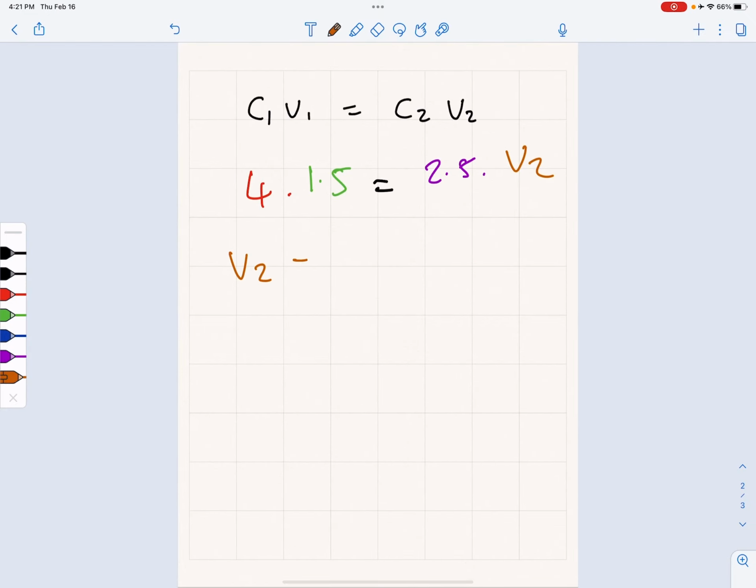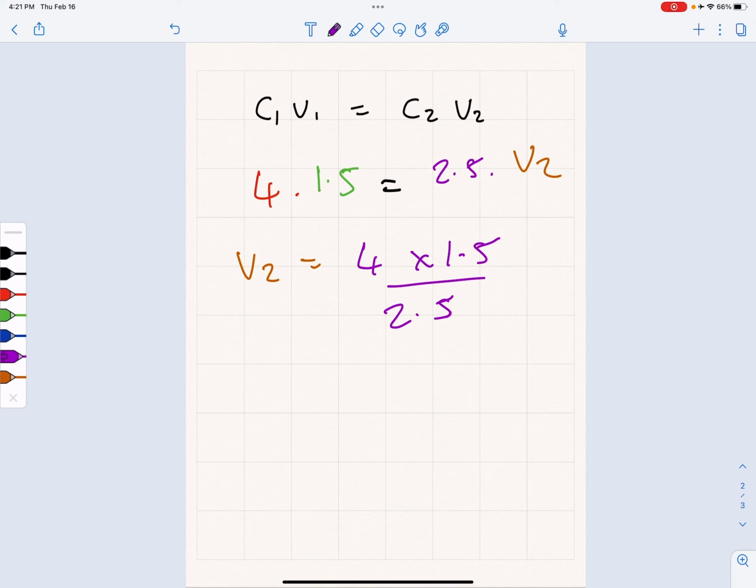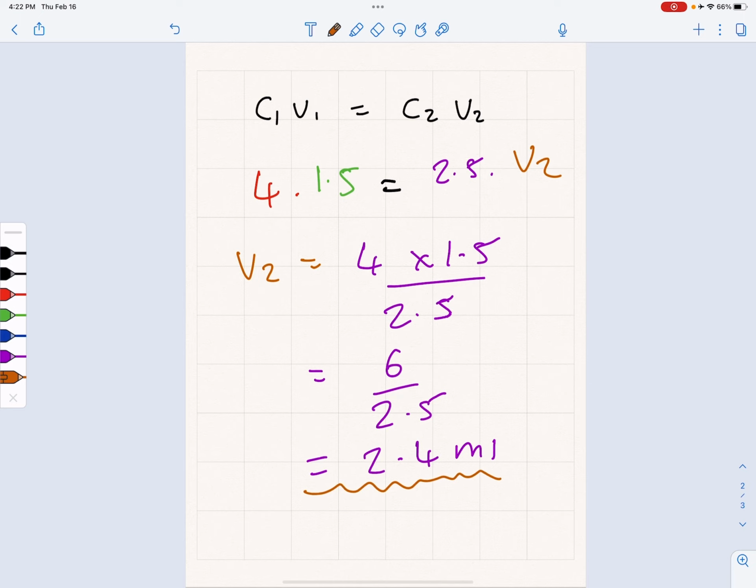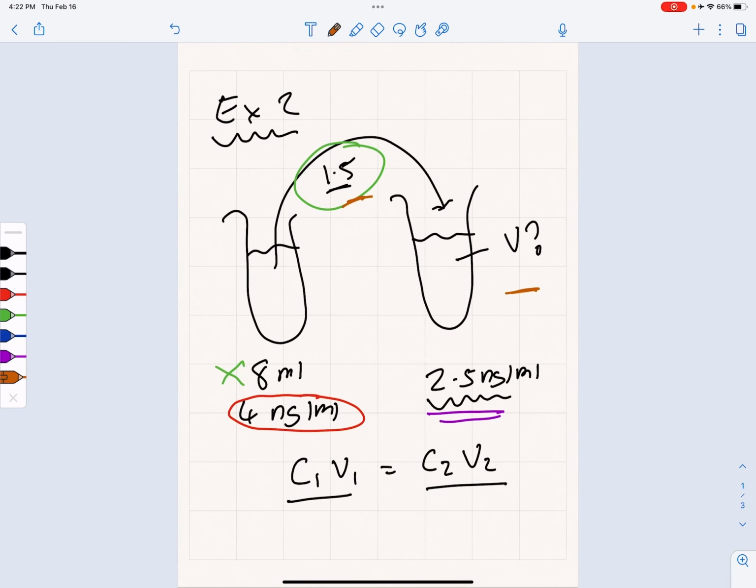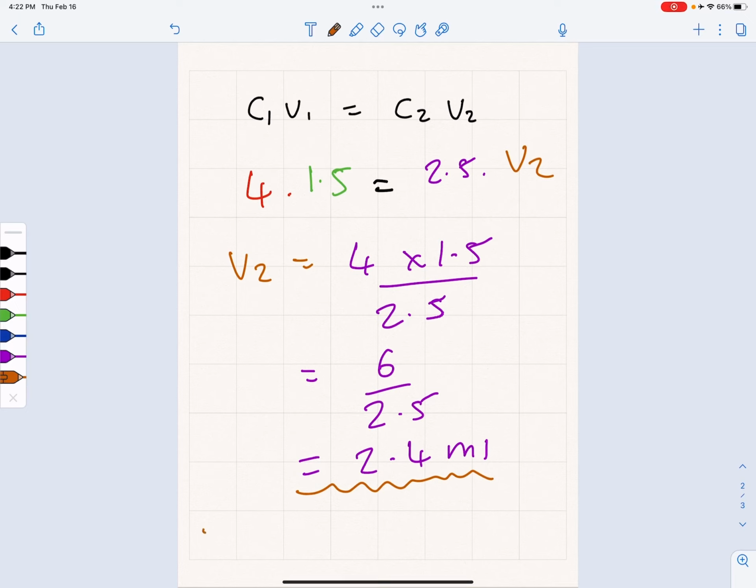So we have V2 equals, and then we're going to have 4 times 1.5 divided by 2.5. And if my math's okay, we're going to get 6 divided by 2.5, and that is going to give us 2.4 milliliters. So our V2 is going to be 2.4 milliliters. But remember, this 2.4 also comprises this 1.5. So we have to subtract that 1.5 to know the dilutant. So it's 2.4 minus 1.5, and that gives us 0.9 milliliters of dilutant.